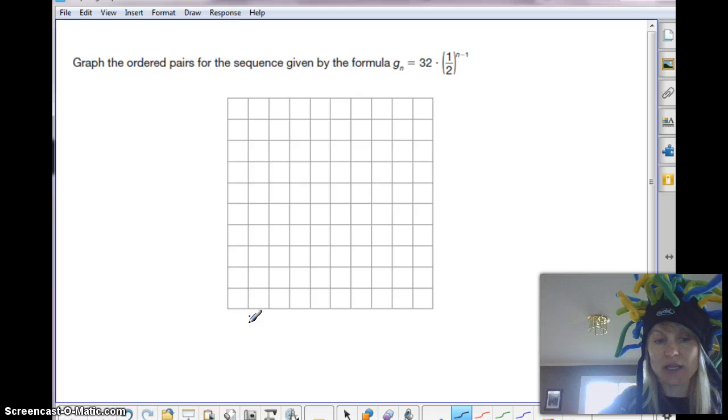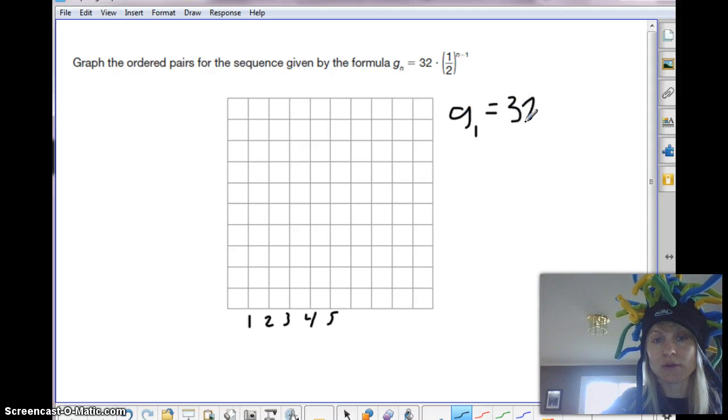Okay, so I'm still the same thing. I got the first term, I got the second term, I got the third term, I got the fourth term, I got the fifth term, and so on. So we want to find g sub 1. So I'll have 32 times 1/2, and then I'll have 1 minus 1, right? So that gives me 1 minus 1, which is 0.